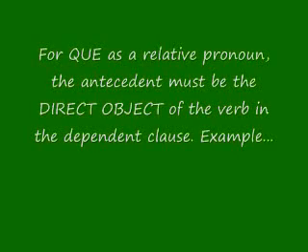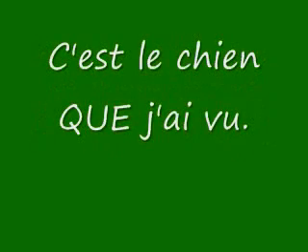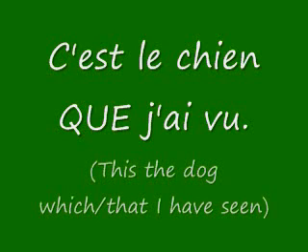In order to use que as a relative pronoun, you can use the same approach that we have used for qui. You ask yourself, what is the antécédent of my sentence? Is the antécédent subject or is my antécédent direct object? If your antécédent is the direct object, you go ahead and use que. And here is an example. C'est le chien que j'ai vu. This is the dog that I have seen. This is the dog which I have seen.